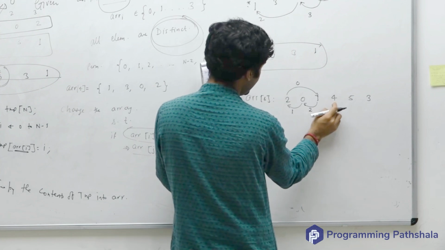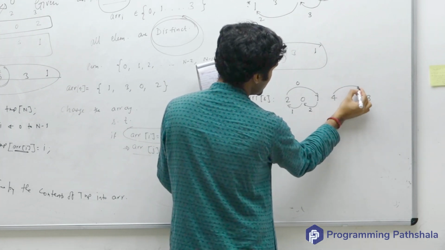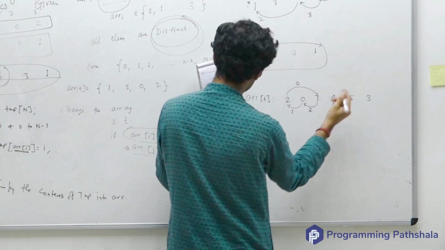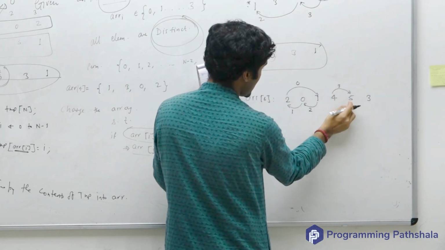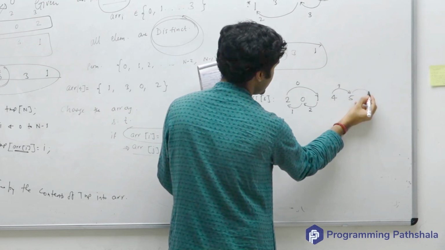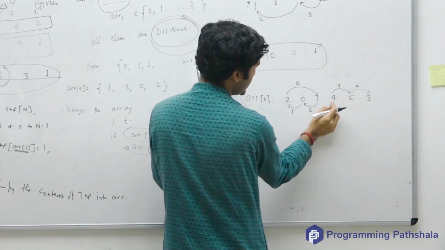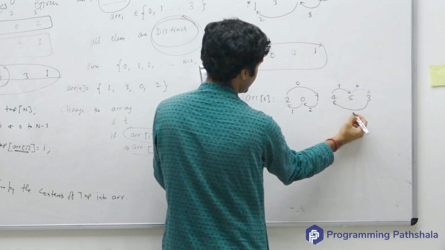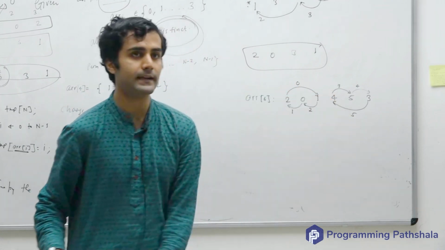Now when you come over here, you see that array of 3 is 4, so array of 4, which is this, should be made 3. Now array of 4 is 5, so array of 5, which is this, should be made 4. And now here you see that array of 5 is 3, so array of 3, which is this, should be made 5. Okay, so this is cycle 1 and this is cycle 2.